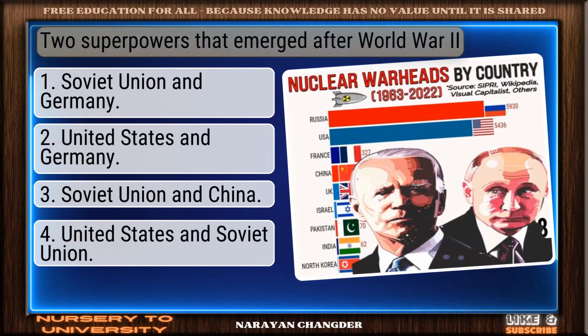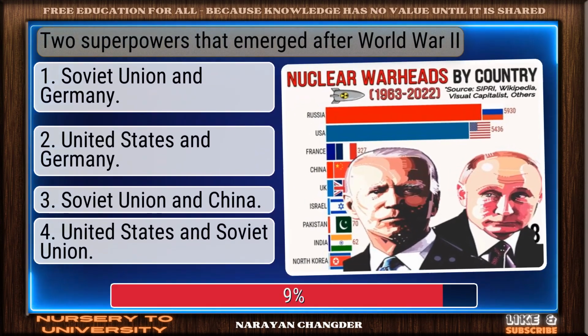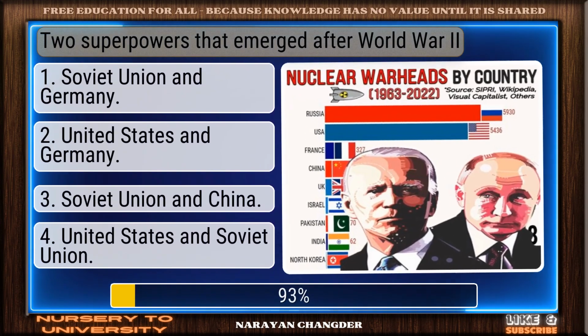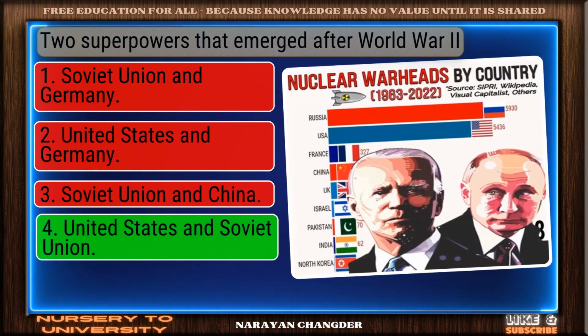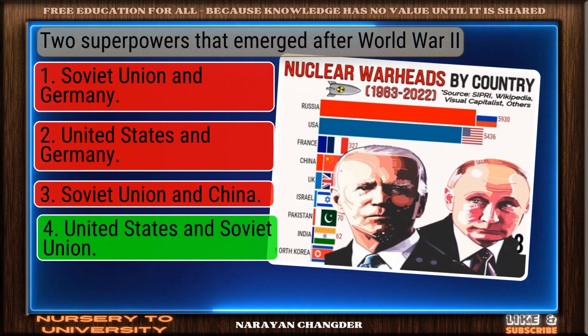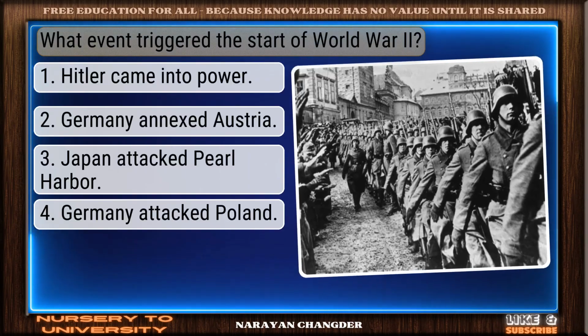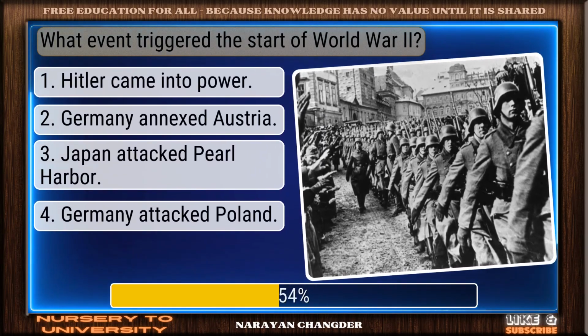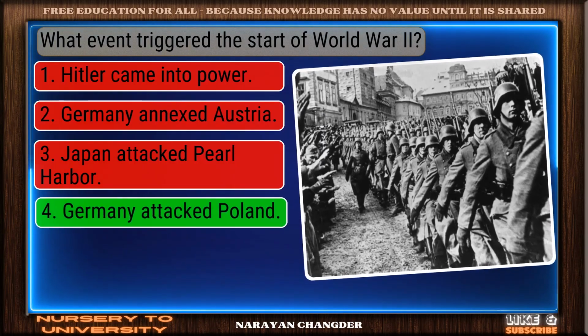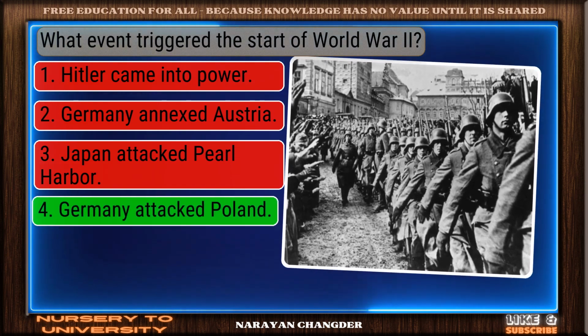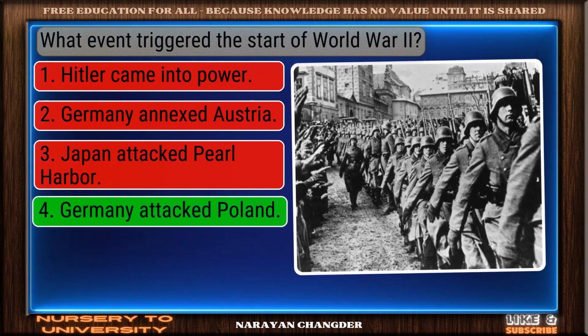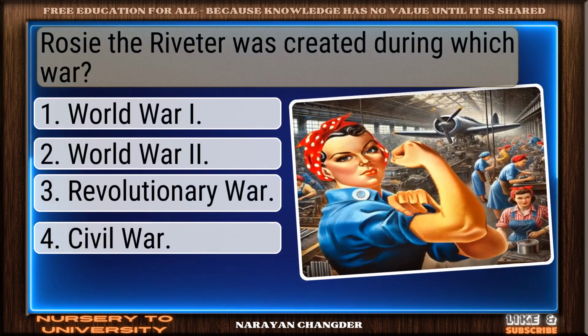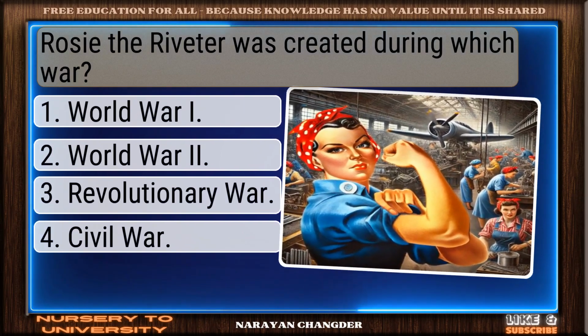Two superpowers that emerged after World War II. Strong choice. United States and Soviet Union is the right answer. What event triggered the start of World War II? Correct response. Germany attacked Poland is the most accurate answer. Rosie the Riveter was created during which war?